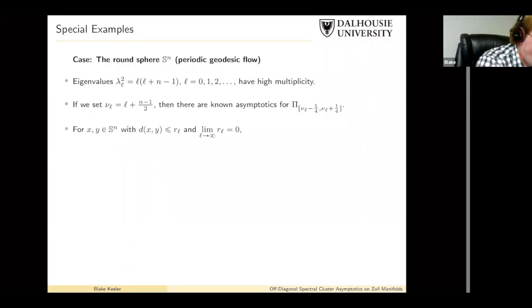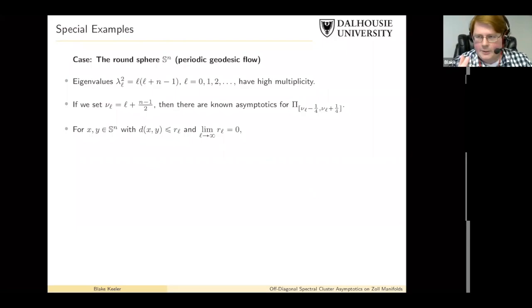Then it is known that for any x and y on the round sphere, whose distance is bounded above by some r_l that tends to 0 as l tends to infinity. So as you move out farther and farther in the spectrum, we do want to be in a shrinking neighborhood of the diagonal. x and y should be getting closer and closer together.